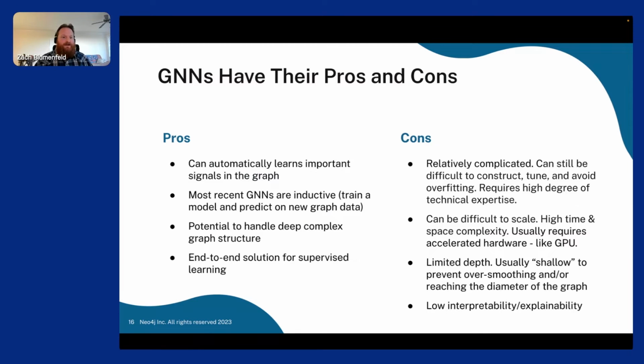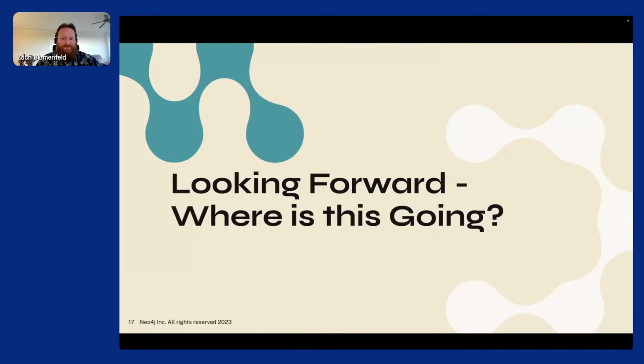And the only thing that I do want to note on GNNs is that they do have their pros and cons, because they're talked about a lot. They can automatically learn signals in the graph. They're inductive. And they can handle really deep graph structures in theory, but they also tend to be kind of complex. They can be difficult to scale, and they require, in general, a lot of expertise to work with, and they're kind of hard to interpret. So oftentimes they're sold as like the end-all be-all of graph machine learning, but a lot of times for practical use cases, using algorithms and embeddings can yield great results too. So just wanted to mention that really quickly.